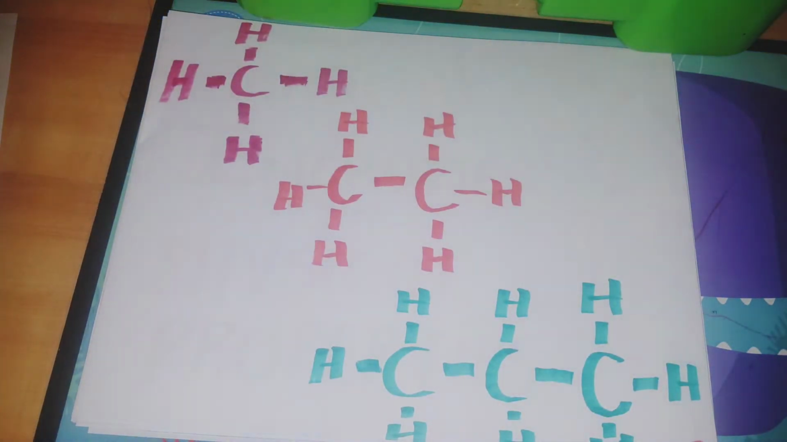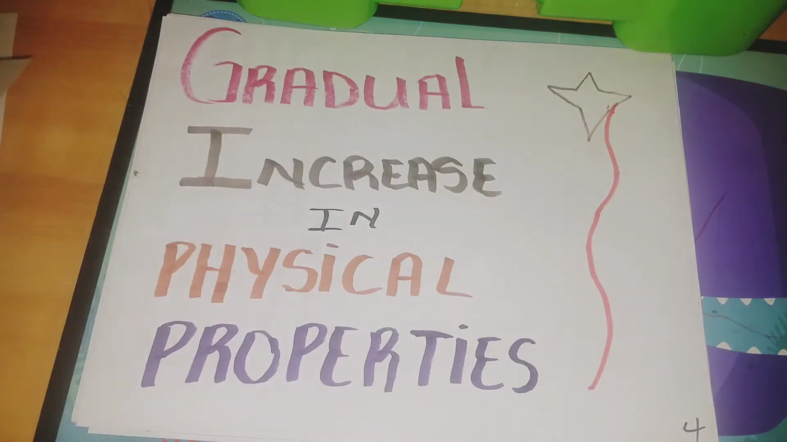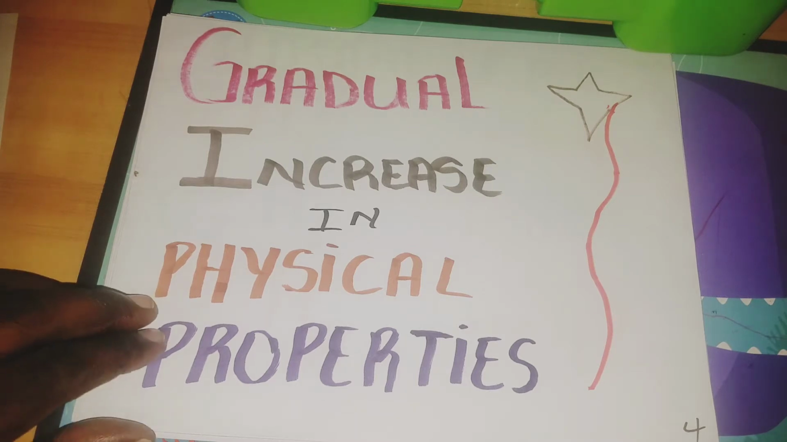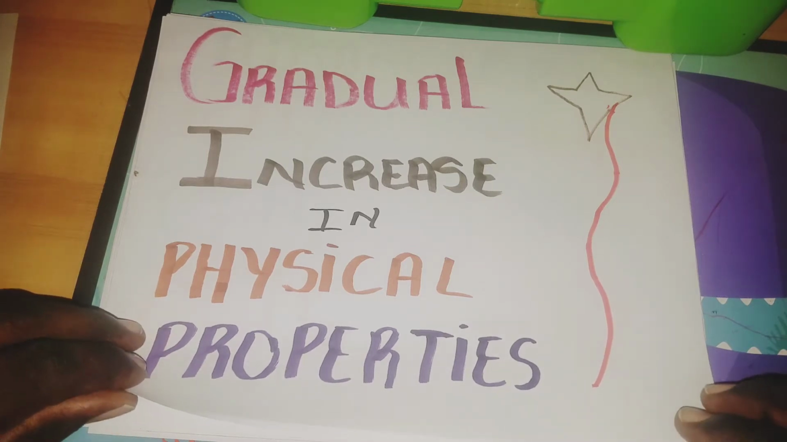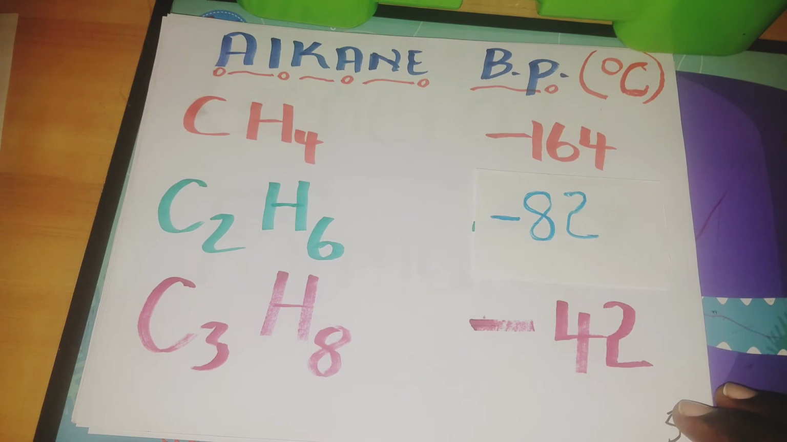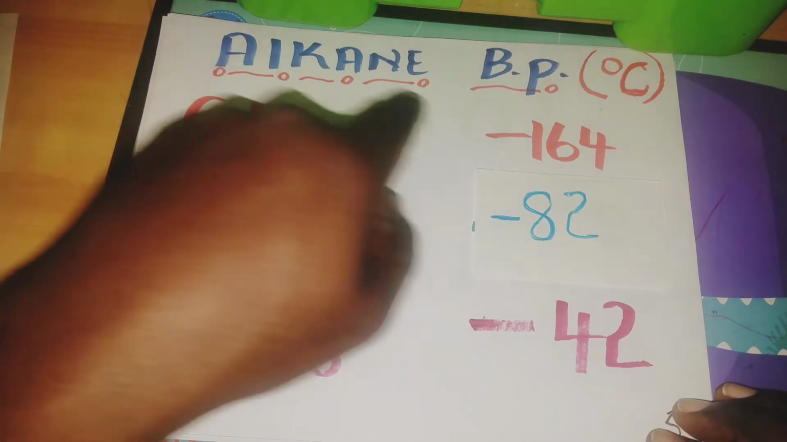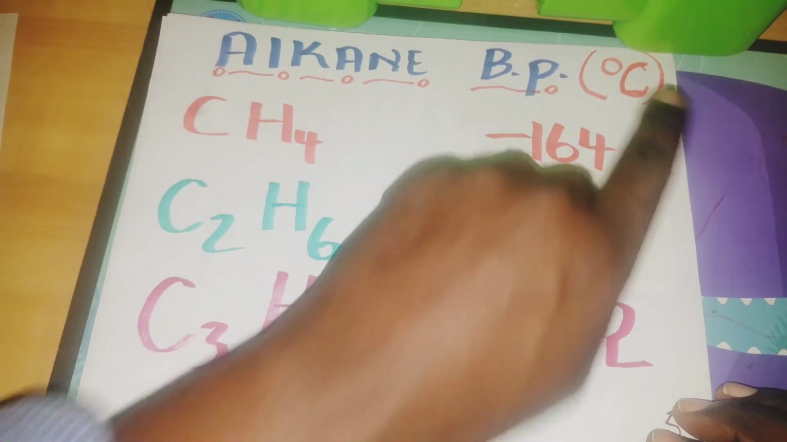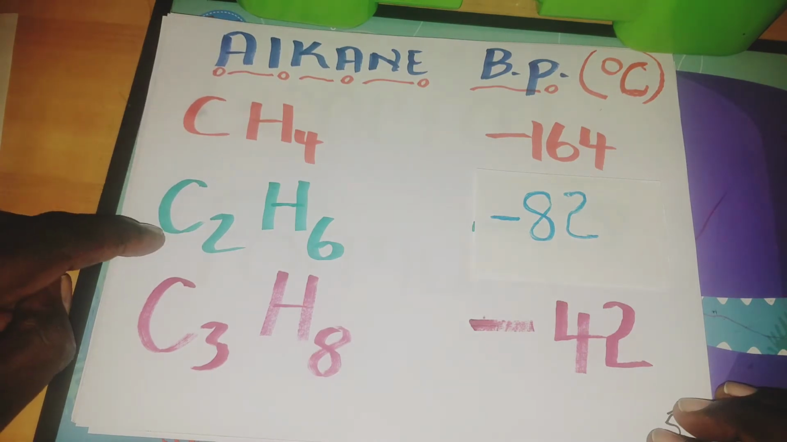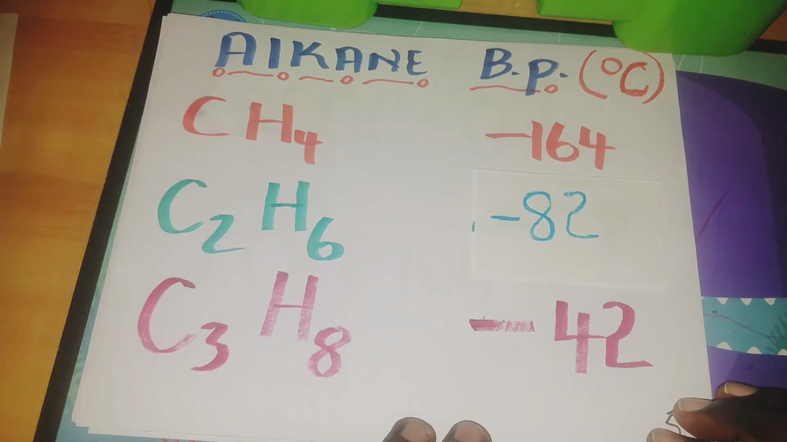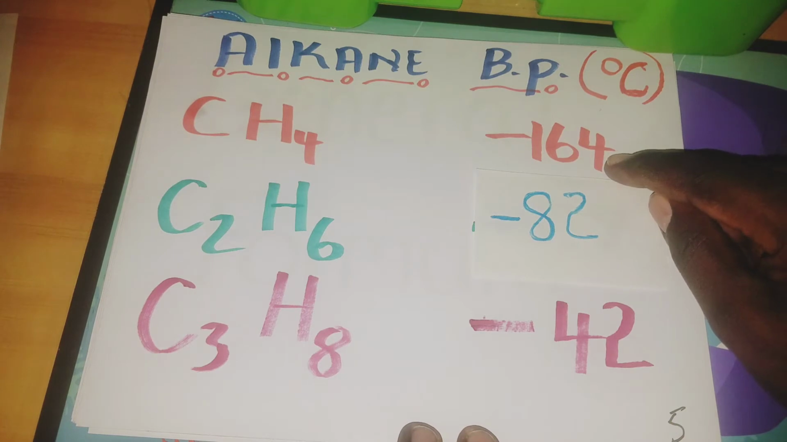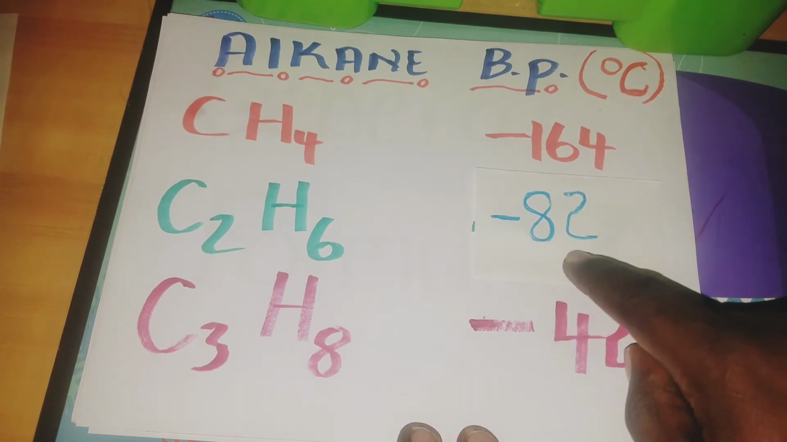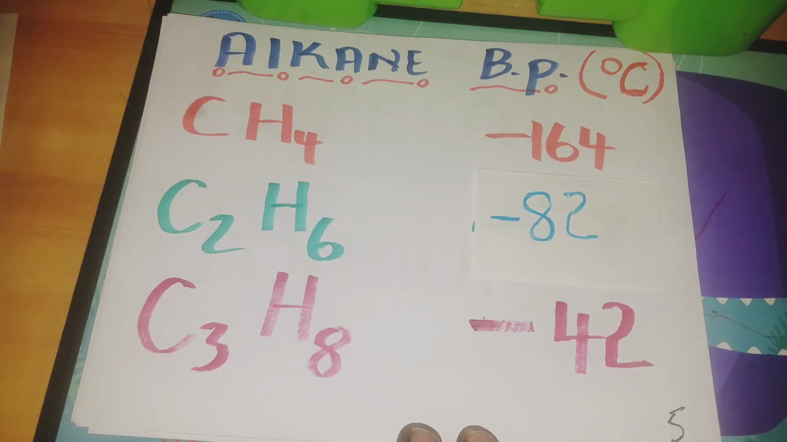Okay, so the next thing is that there is a gradual increase in physical properties. Again, I'm going to use the alkanes to demonstrate this. There you have that, and the boiling point in degrees Celsius. So you have methane, ethane, and propane. Now, as you can see there, the boiling point of methane is minus 164. The boiling point of ethane is minus 82. And the boiling point of propane is minus 42.